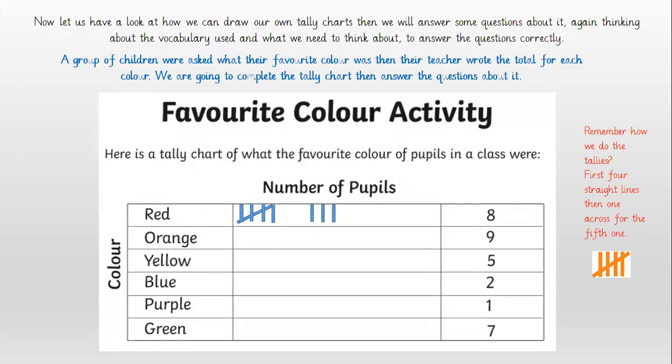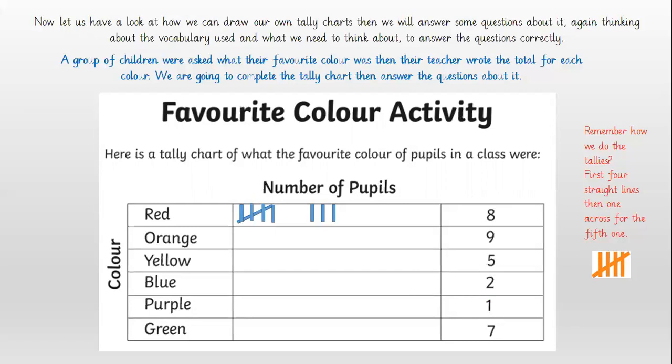Now let us have a look at how we can draw our own tally charts. Then we will answer some questions about it. Again, thinking about the vocabulary used and what we need to think about to answer the questions correctly. A group of children were asked what their favorite color was. Then the teacher wrote the total for each color. We are going to complete the tally chart, then answer the questions about it.